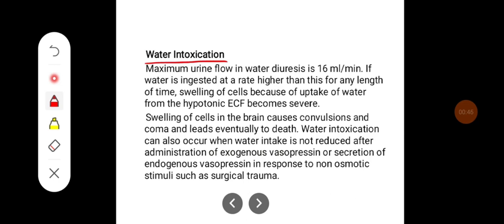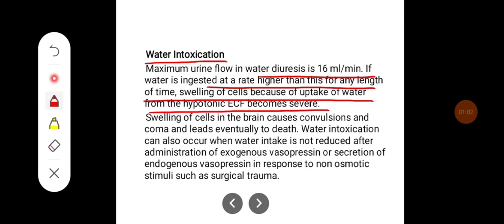Water intoxication. Maximum urine flow in water diuresis is around 16 ml per minute. If water is ingested at a rate higher than this for any length of time, swelling of the cells because of uptake of water from the hypotonic ECF becomes severe. Swelling of the cells in the brain causes convulsions and coma and leads eventually to death.